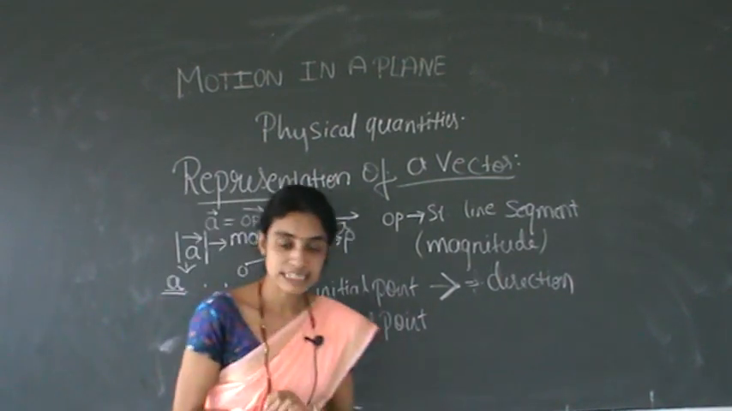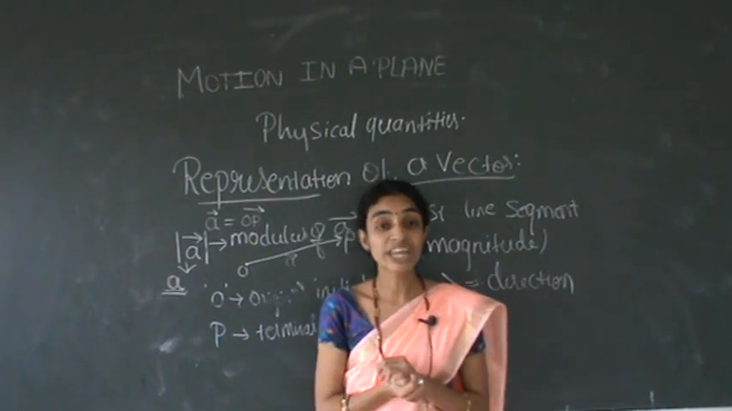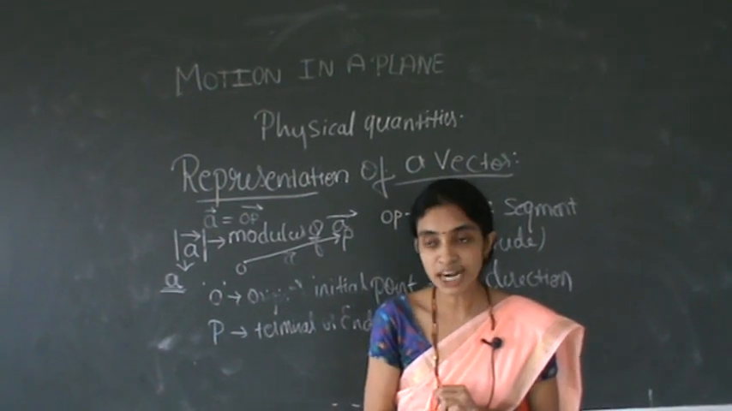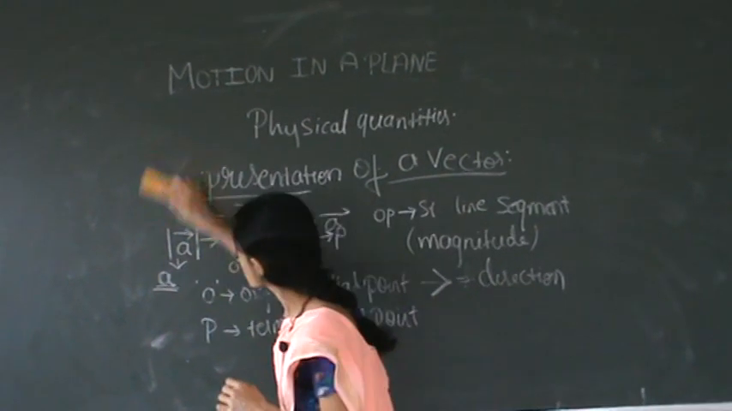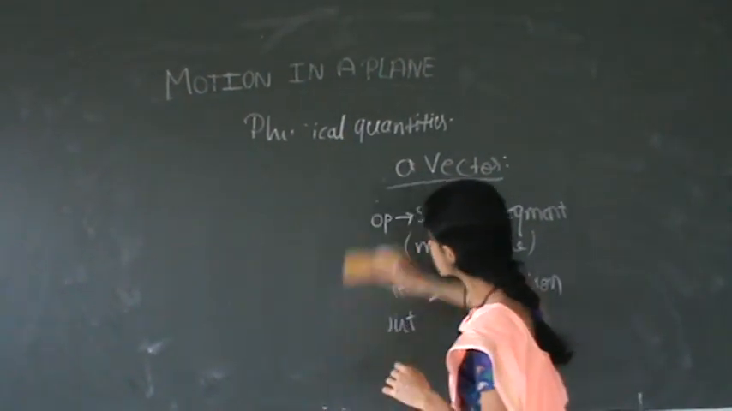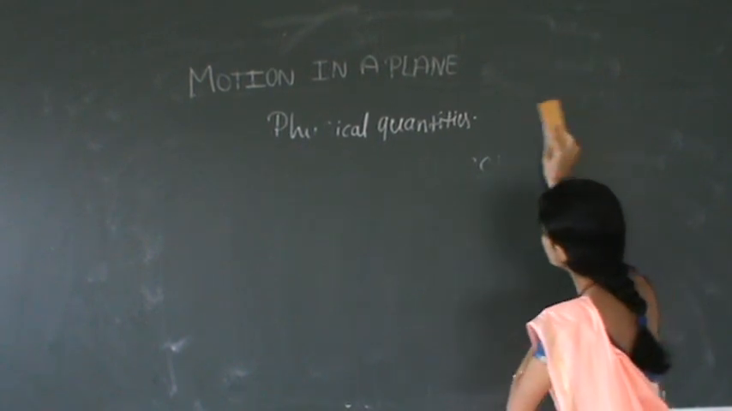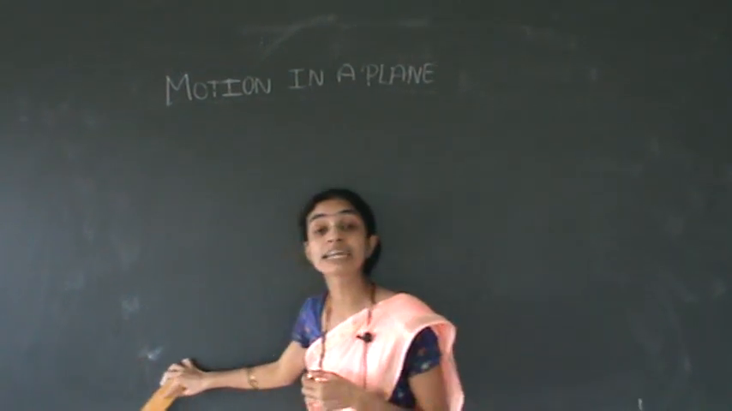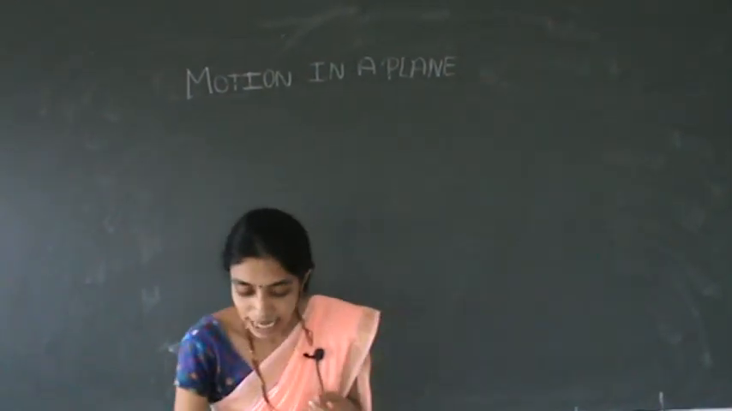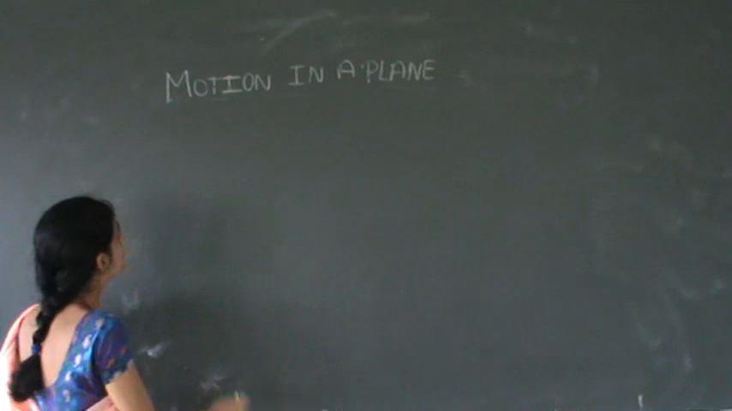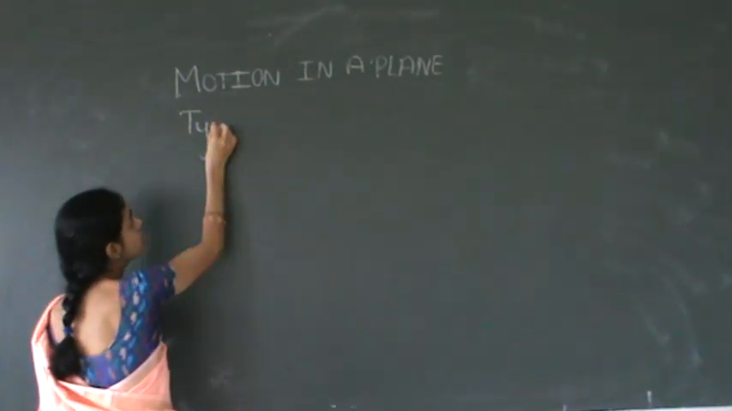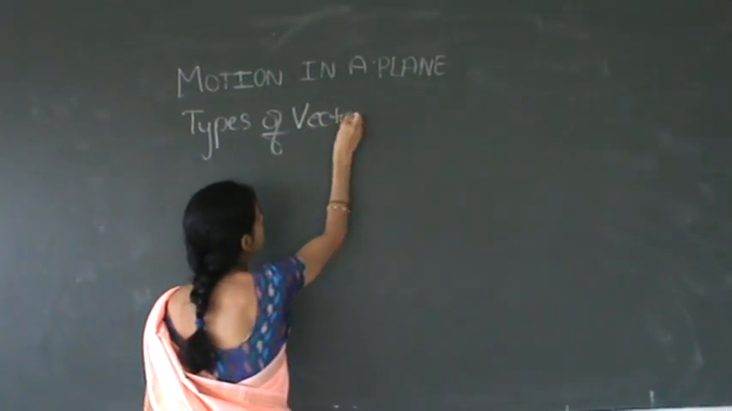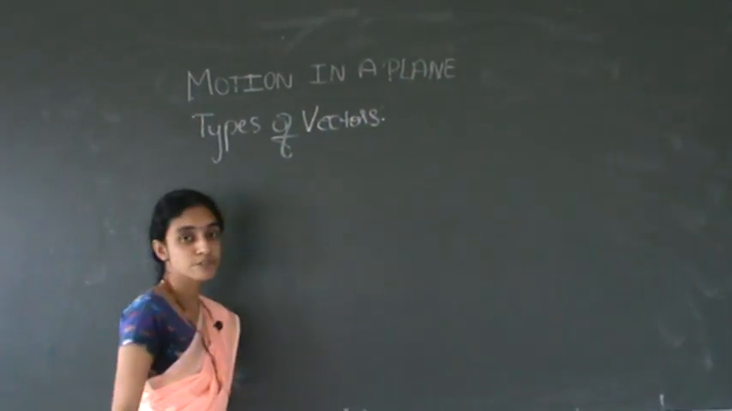Next, there are various types of vectors which you are going to study. That is null vector, which is also called zero vector, then equal vector, unequal vector, negative of a vector, various types. Let's study one by one. Types of vectors.